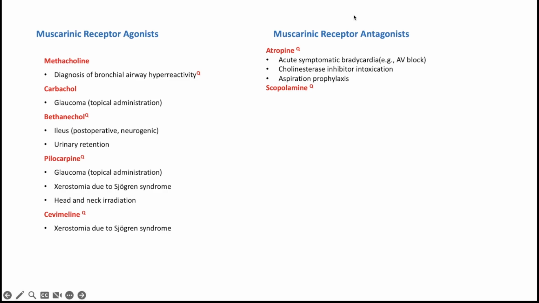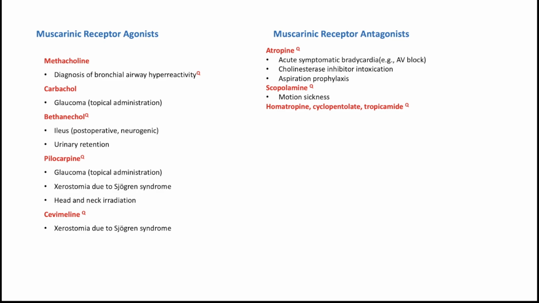The next very important drug is scopolamine, which is also called hyoscine, which is used in the treatment of motion sickness. It is applied in the form of patches, on the pinna, that is on the mastoid process.